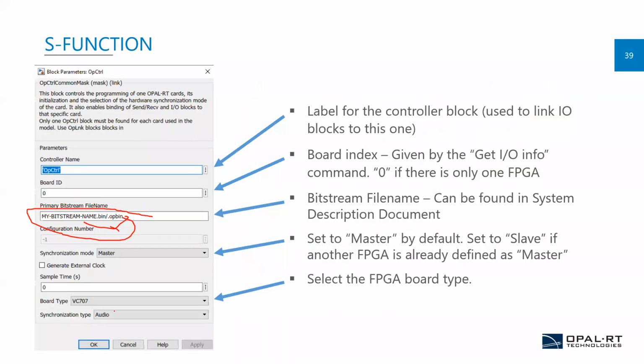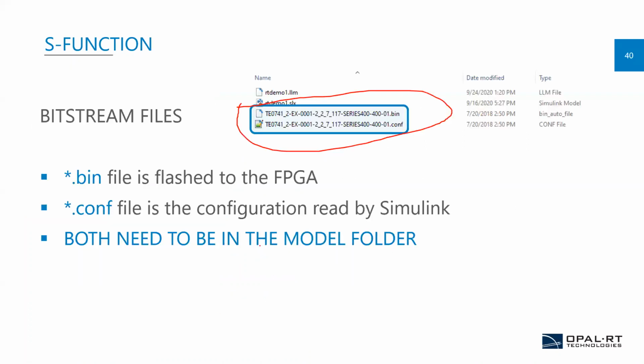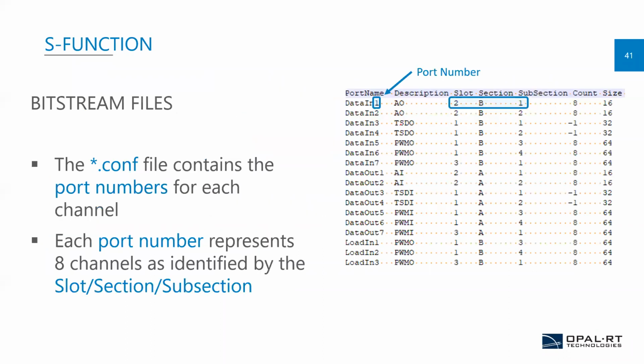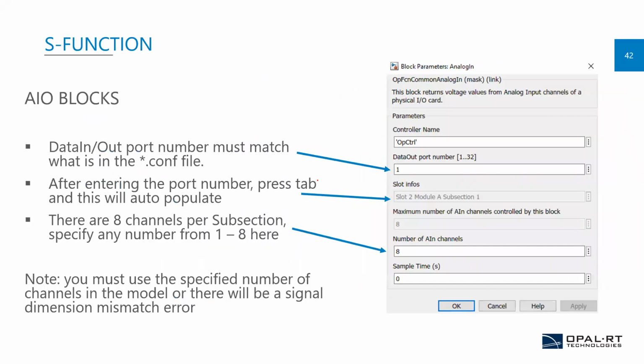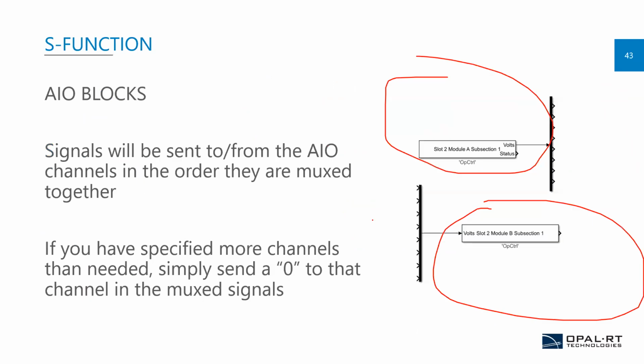After that we need to choose our board type. If the board is 4510, then we need to choose TE0741. And the .conf file, we need to open it, and after opening it will show like this. Suppose for analog out the data in port number is 1, we need to place the data out port number 1. After placing this, you will see which slot is your analog out and which slot is your analog in. Slot 2 module A subsection 1 is for analog out.